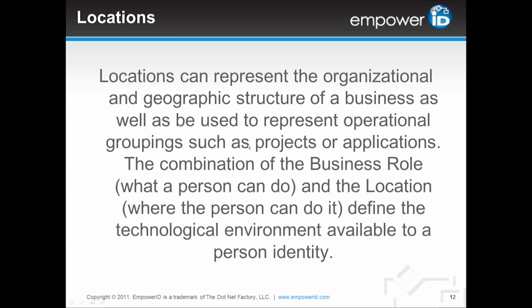Finally, let's look at locations. Locations can represent the organizational and geographic structure of a business, as well as represent operational groupings such as projects and applications. The combination of the business role, which is what a person can do, and the location, which is where the person can do it, can define the technological environment available to a person within EmpowerID.